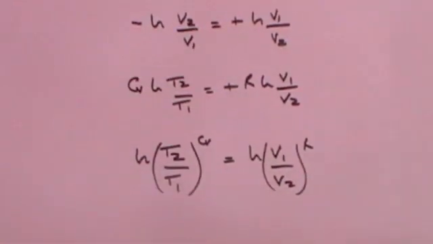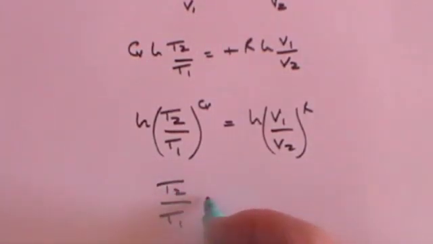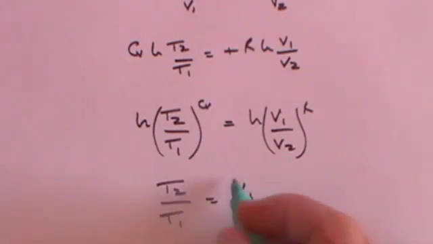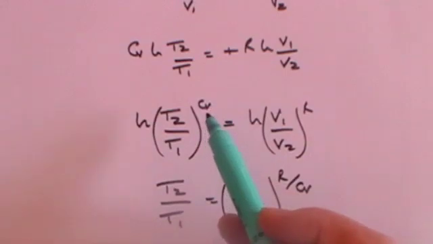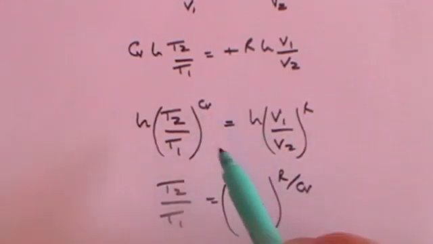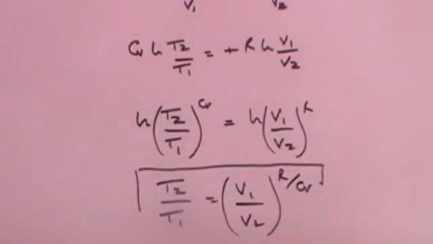And if that's the case, then obviously these terms here must equal these terms here. And what you can do is you can take the root of Cv on both sides, and that leaves you with T2 over T1 is equal to V1 over V2 to the power R over Cv, because we've taken the Cv root, as it were, on both sides. So that goes down to 1, and this goes down to R over Cv. And we'll need that later, so I'll put a box around it.